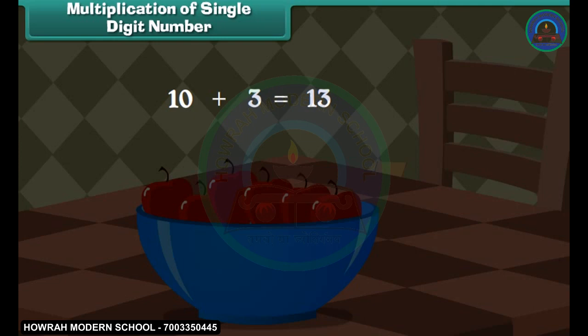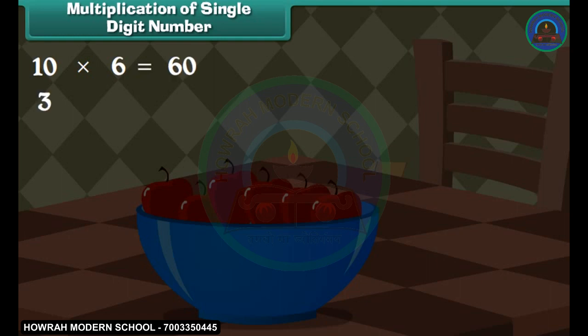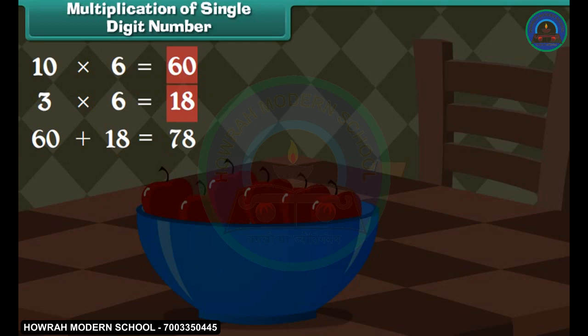Sum the results up. 10 multiplied by 6 is equal to 60. 3 multiplied by 6 is equal to 18. 60 plus 18 is equal to 78. 13 bowls will contain 78 fruits. Example.